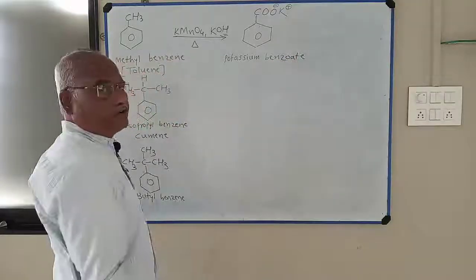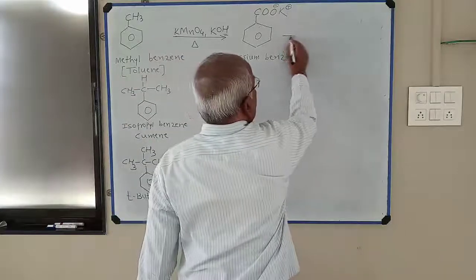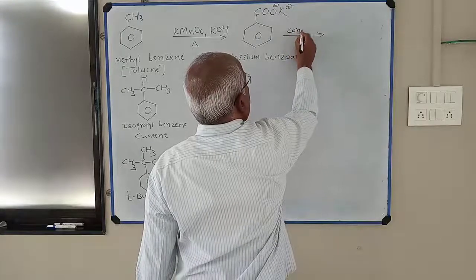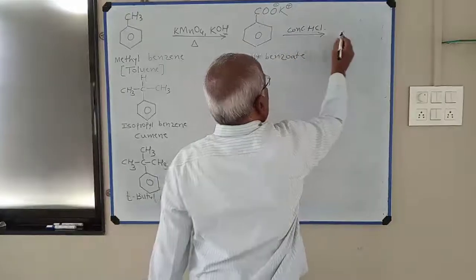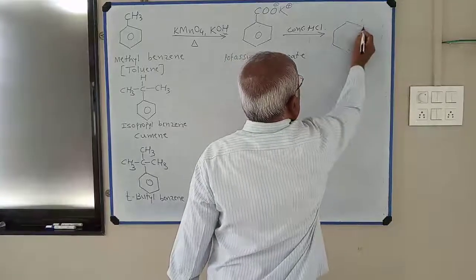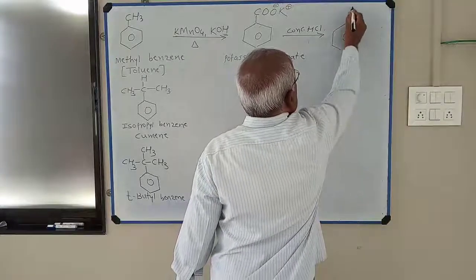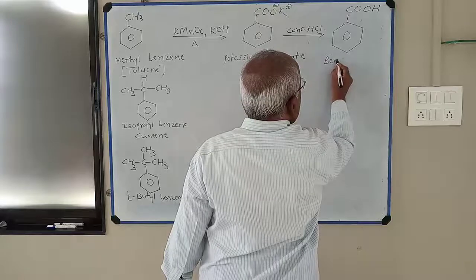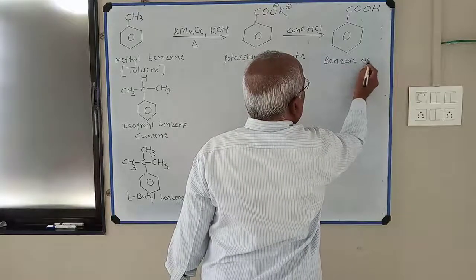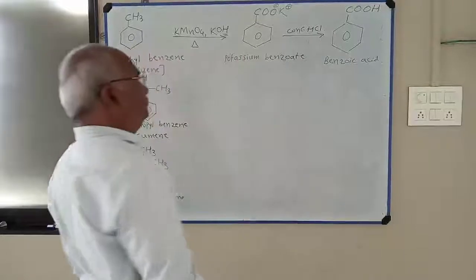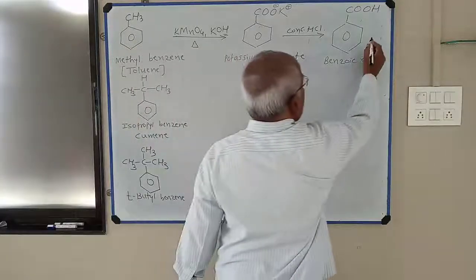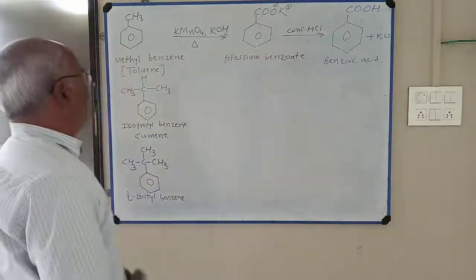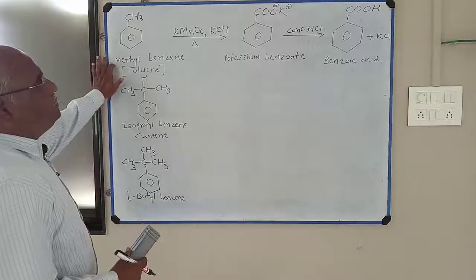Potassium benzoate. This compound on acidification with HCl, concentrated HCl, gives benzoic acid. Benzoic acid is produced, plus KCl. So this is oxidation of methyl benzene.